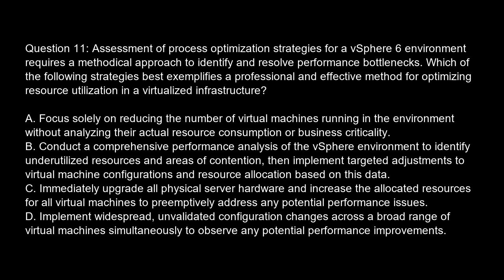Option B. Conduct a comprehensive performance analysis of the vSphere environment to identify underutilized resources and areas of contention. Then implement targeted adjustments to virtual machine configurations and resource allocation based on this data. Option C. Immediately upgrade all physical server hardware and increase the allocated resources for all virtual machines to preemptively address any potential performance issues. Option D. Implement widespread, unvalidated configuration changes across a broad range of virtual machines simultaneously to observe any potential performance improvements.